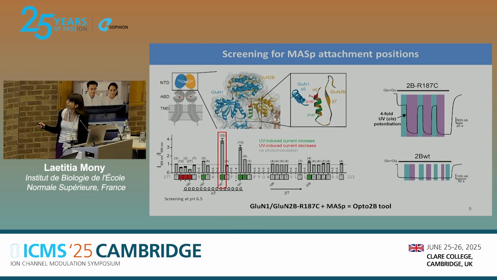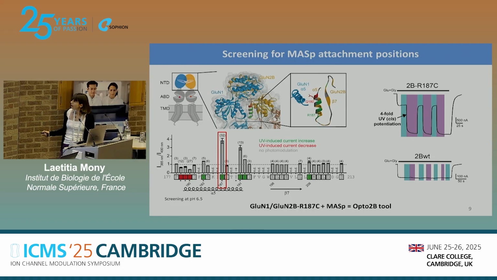And what we observed is that for one position, R187C, if we apply glutamate and glycine, we have a current that is mediated by NMDA receptors. We could observe a 4-fold potentiation of this current with UV, that was fully reversible upon shining of green light, and this process was fully reproducible for many cycles of illumination.